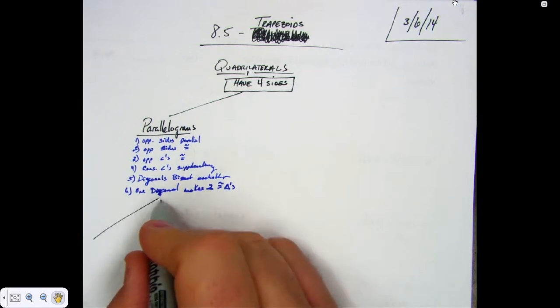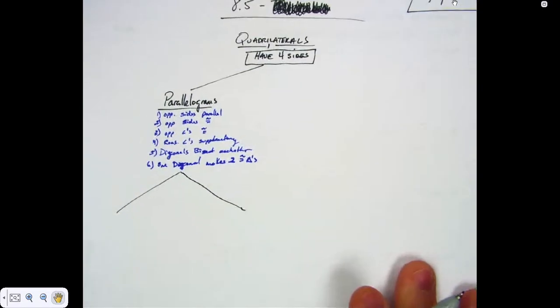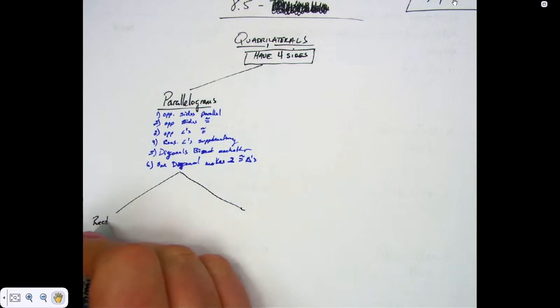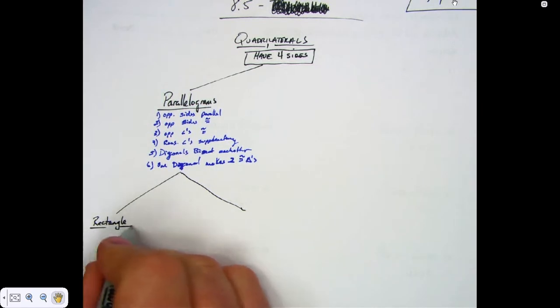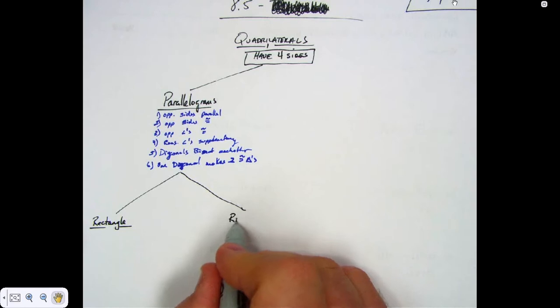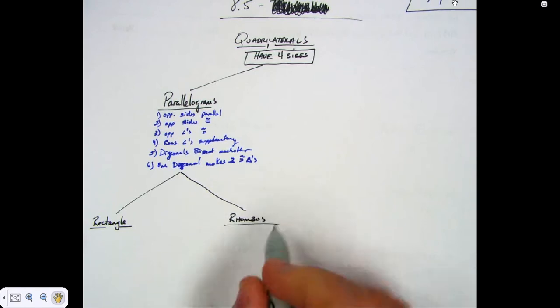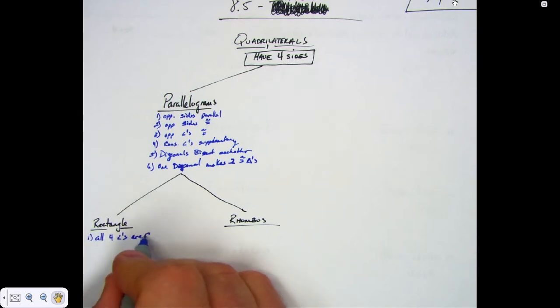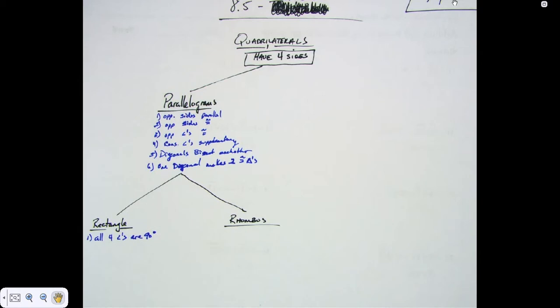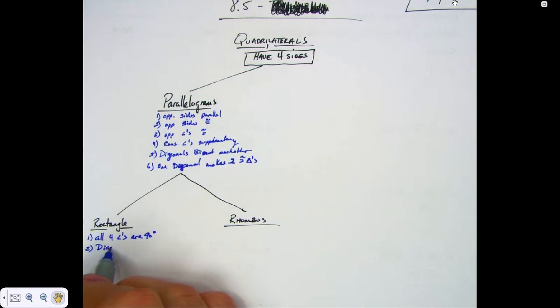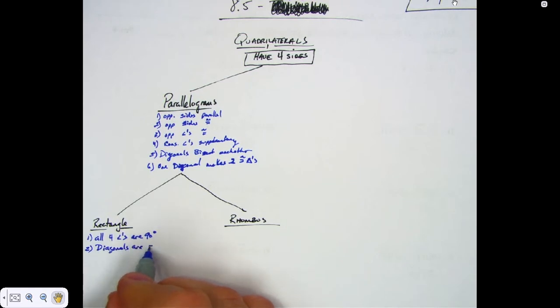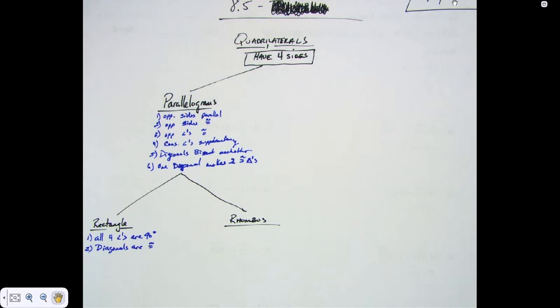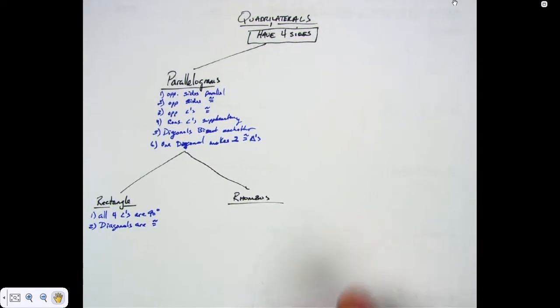Now, we learned about different types of parallelograms. Over here to the left, the next one we learned about was called a what? Rectangle. What makes something a rectangle? All four angles are 90 degrees. That's what makes something a rectangle. Other facts true about a rectangle: diagonals are what? Congruent. Was there anything else? I don't think there was.